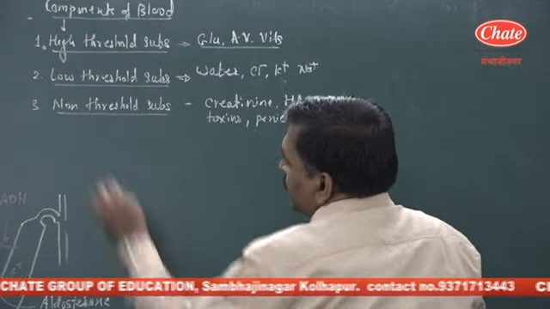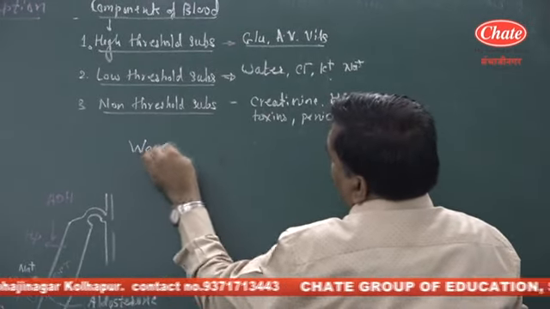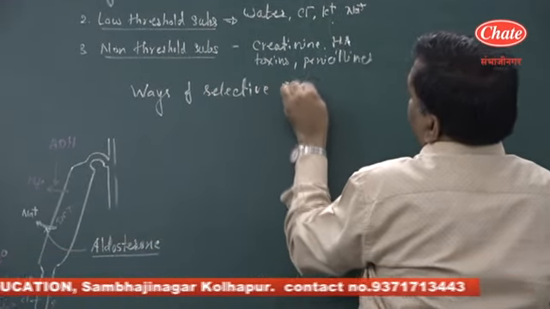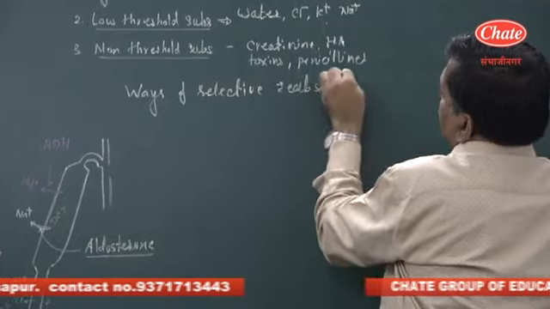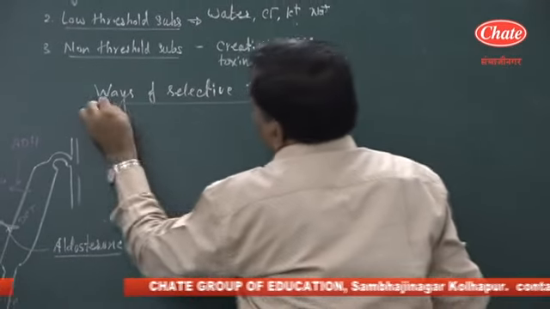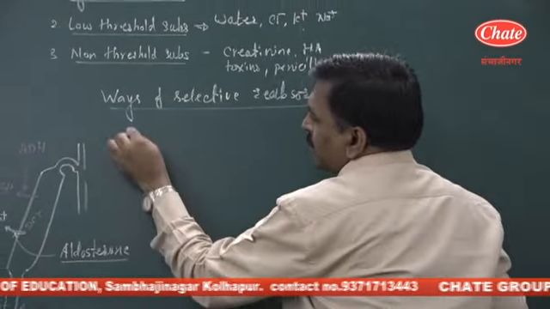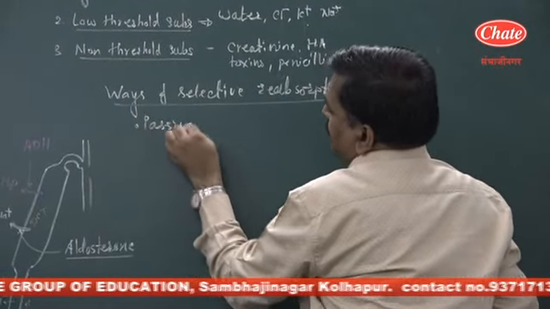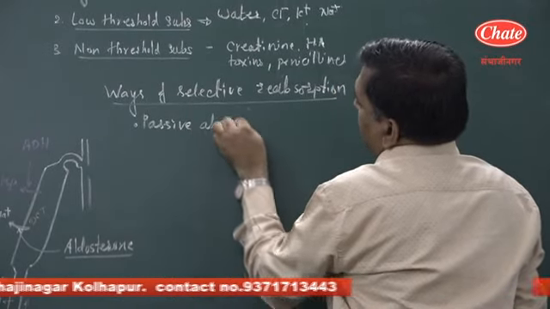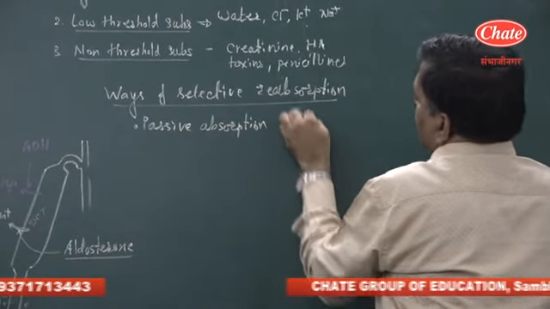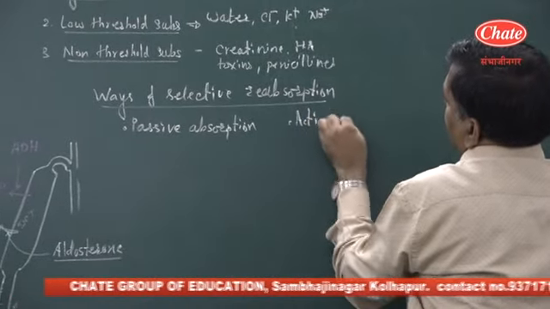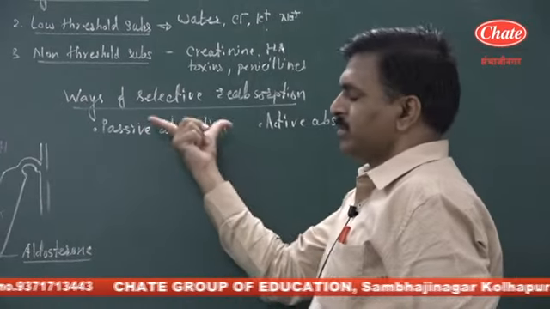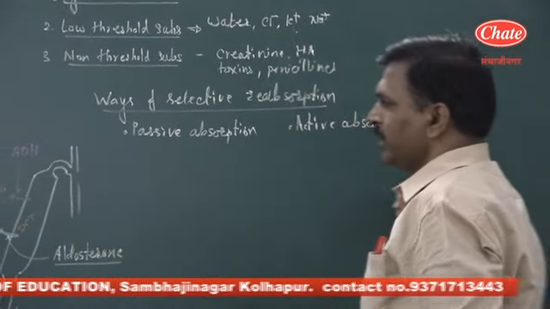Generally the ways of selective reabsorption: this selective reabsorption occurs by two ways, first passive absorption, and second active absorption. So passive absorption and active absorption are the two basic ways of selective reabsorption.